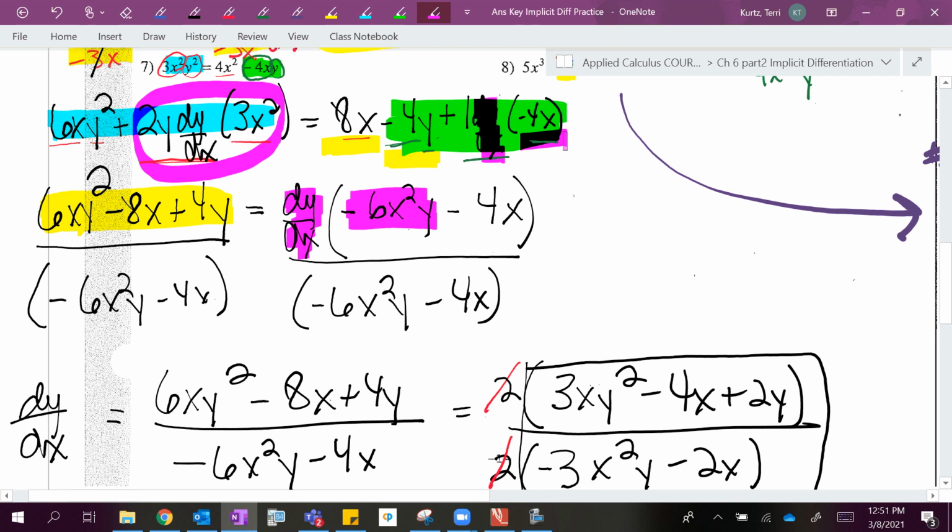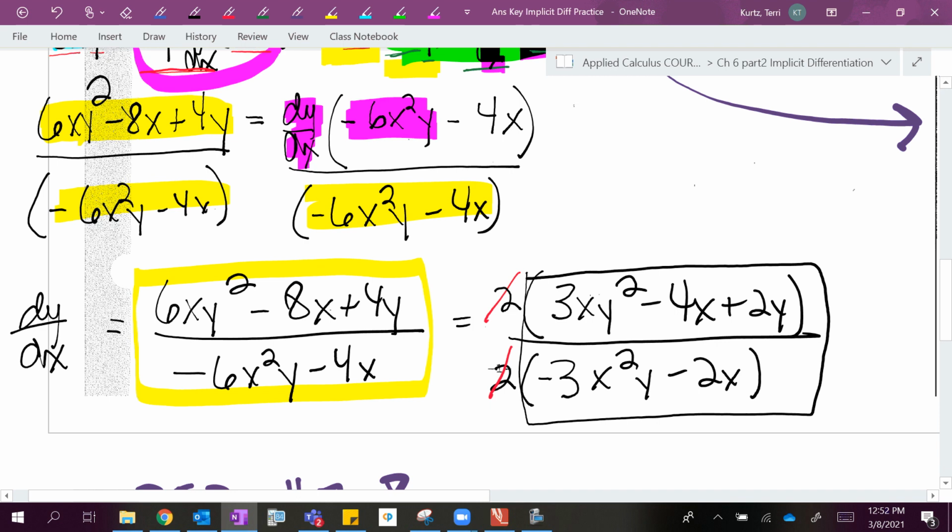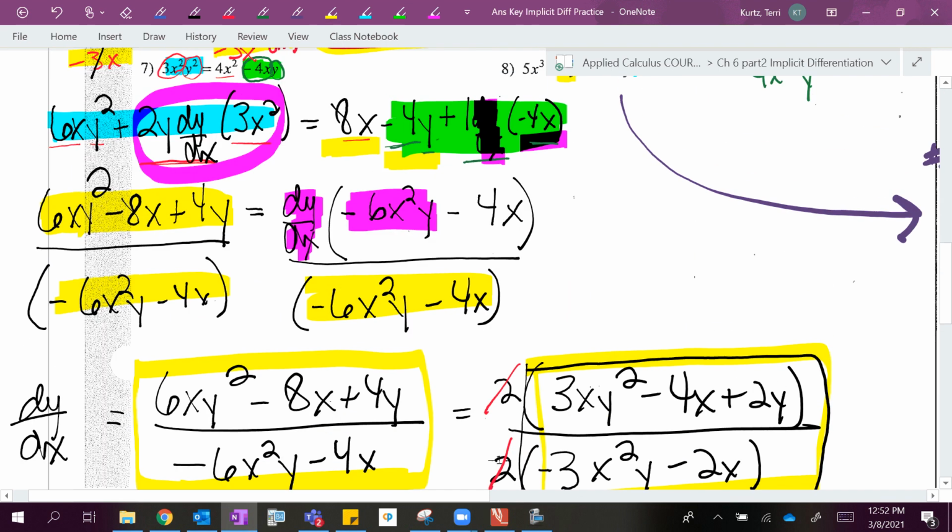Now to get the dy dx all by itself, I'm just going to divide by negative 6x squared y minus 4x on both sides. Then I get this. Now you can tell I can take out a 2 from every term, so I will. If one of these terms happened to have been odd, I couldn't have simplified. But because they're all even, I could take out a 2, and this is my final answer. So again, hopefully you're able to follow this. And if you have other questions, we'll go over it again on Friday.